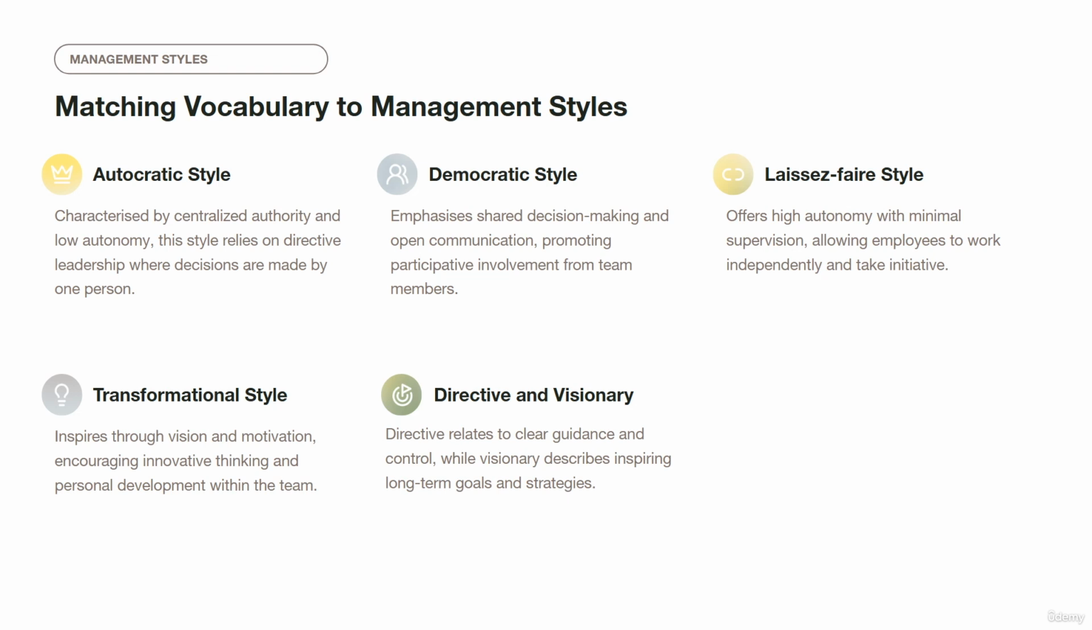The democratic style emphasizes shared decision-making and open communication, promoting participative involvement from team members. Laissez-faire style offers high autonomy with minimal supervision, allowing employees to work independently and take initiative. Transformational style inspires through vision and motivation, encouraging innovative thinking and personal development within the team. Directive style relates to clear guidance and control, while visionary describes inspiring long-term goals and strategies.